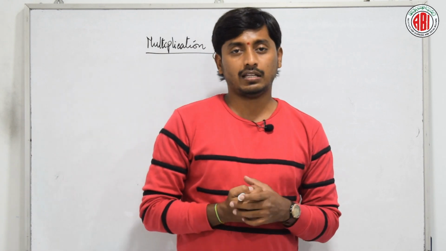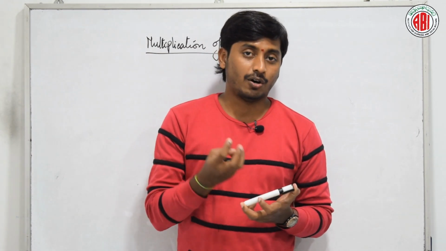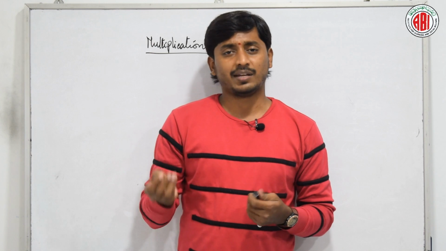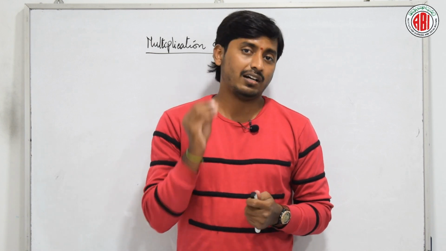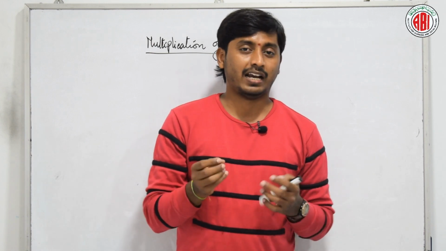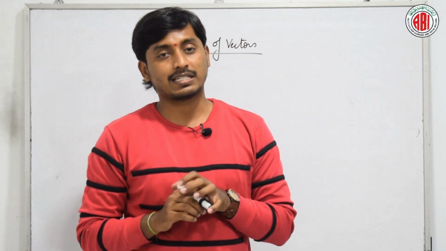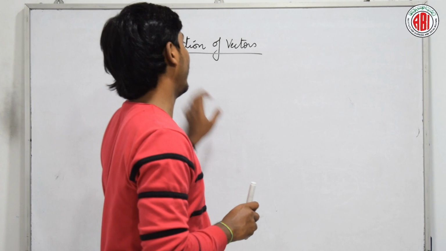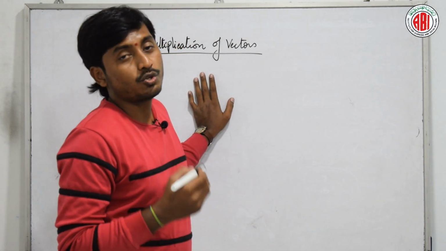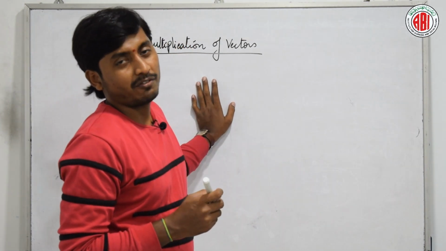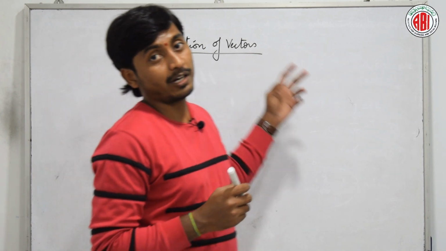What did we learn in that? We started with the basics of what a vector is and the different types of vectors, right? And we learned how to add vectors and the different terms. Today we are going to start a discussion on how we multiply two vectors. What is this product? How do we multiply two vectors?